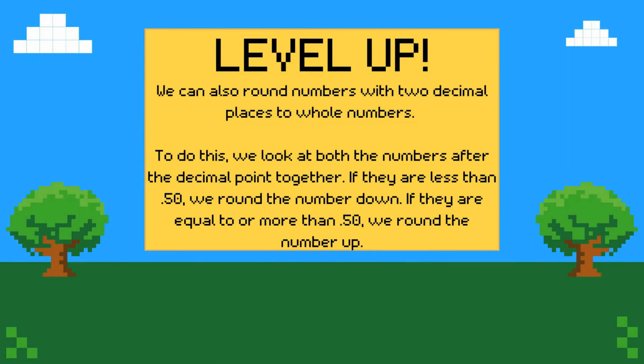Level up. We can also round numbers with two decimal places to whole numbers. To do this, we look at both of the numbers after the decimal point together. If they are less than 50 hundredths, then we round the number down. If they are equal to or more than 50 hundredths, we round the number up.